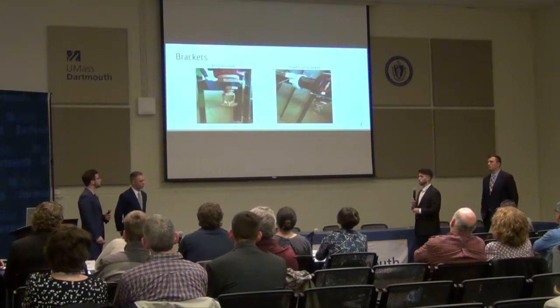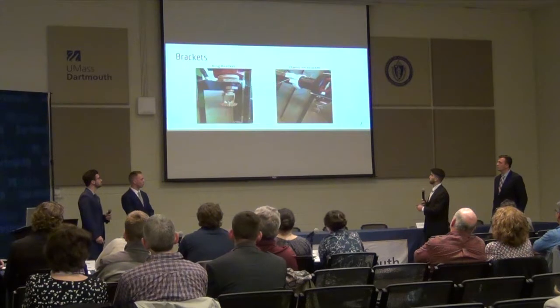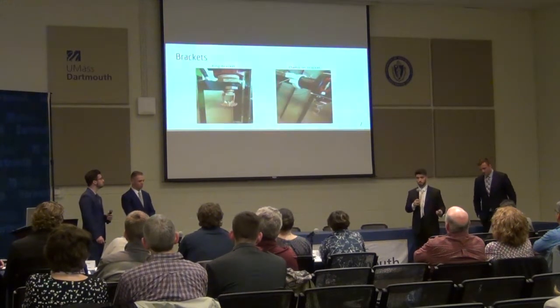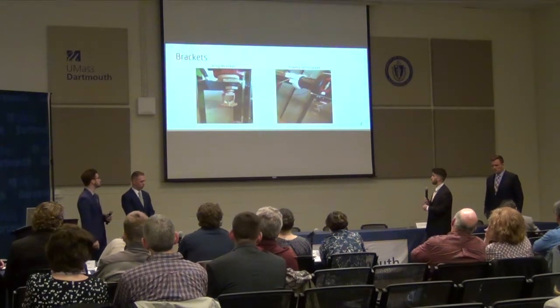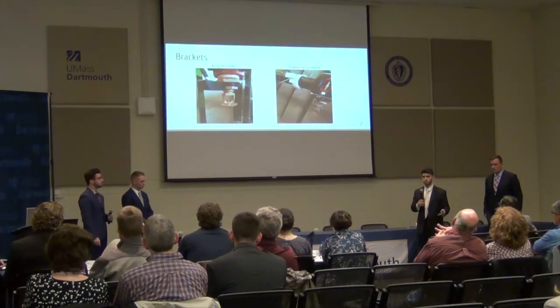So we stepped away from the ring bracket, and as you can see on the right, we went with the clamp-on bracket, which was further away from the sprinkler. But in doing so, we actually ran into more complications with alignment issues.